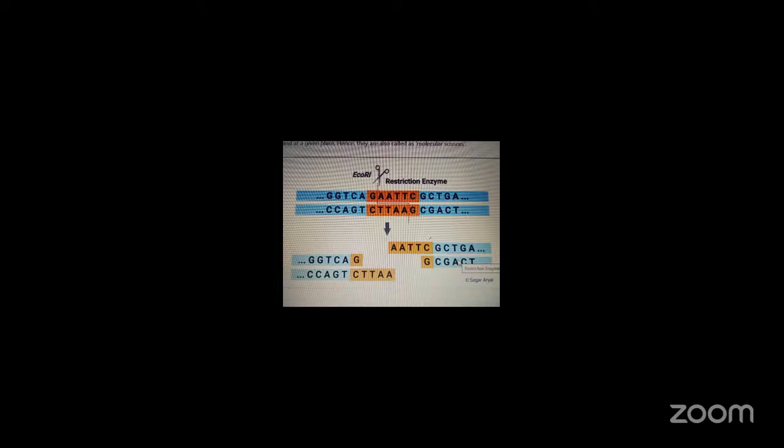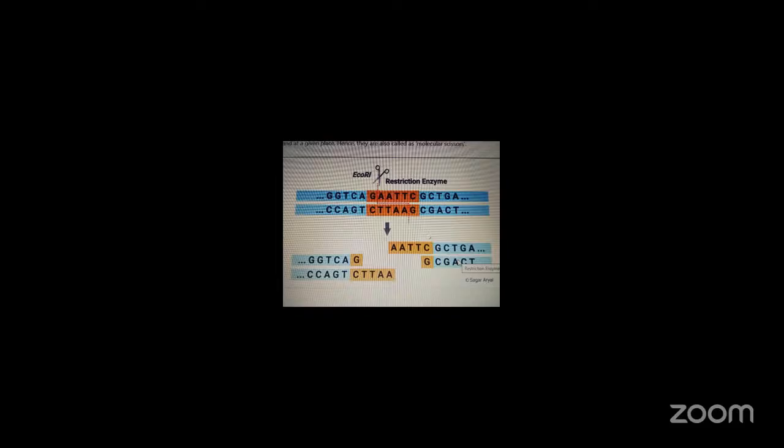Source of restriction enzymes: what are the sources? The natural source of restriction endonucleases, we know, is bacterial cells only. So that is the bacteria. They have plasmids, and these plasmids also have some vector activities. So mainly the restriction endonucleases are obtained from bacterial cells only.